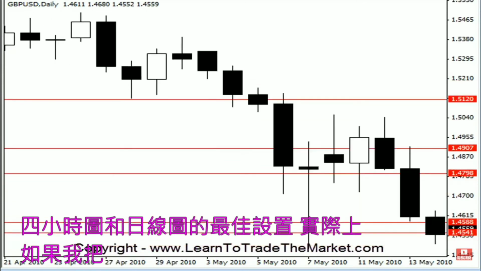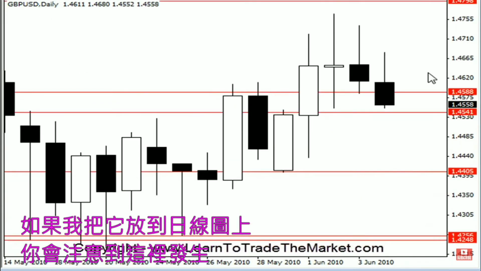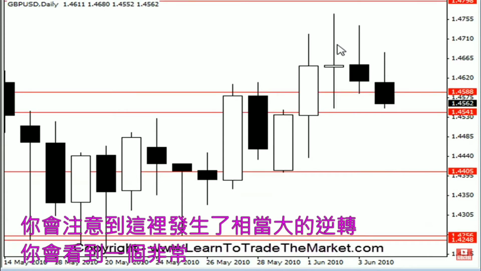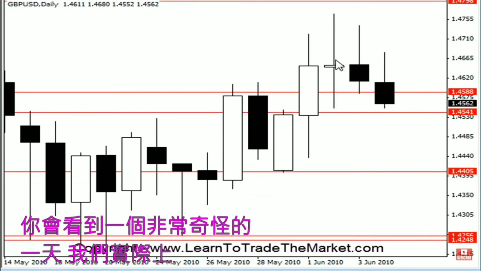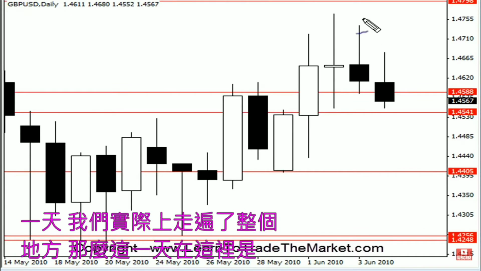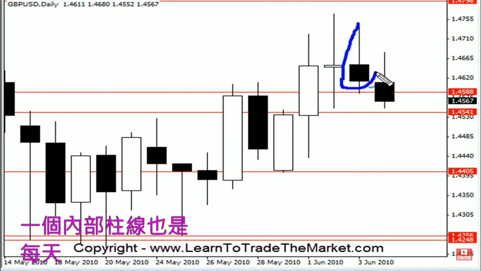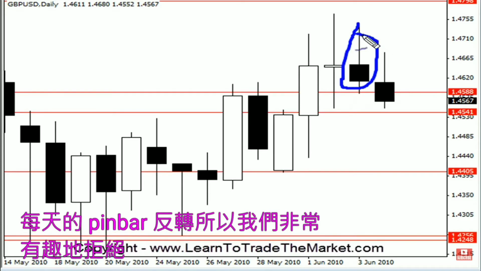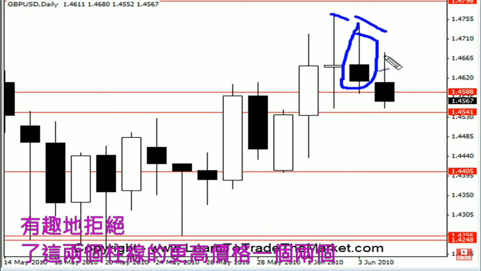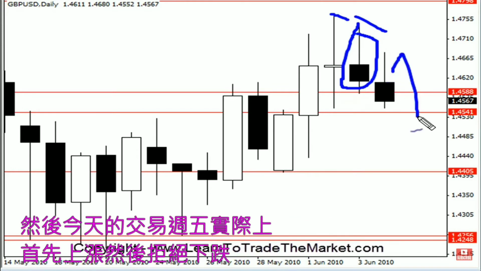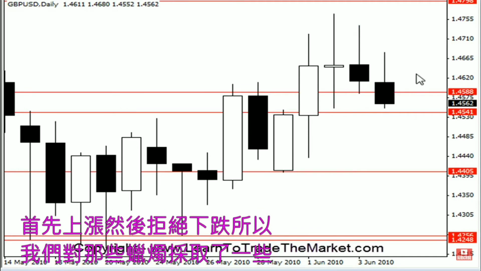Actually, if I take it onto that daily chart, you'll notice quite a huge reversal going on here. You see a very strange day there. We actually went all over the place, and then this day right here was an inside bar, also a pin bar reversal on the daily. So we're coming off quite an interesting rejection of higher prices. We're coming off those 2 bars, 1, 2, and then today's session, the Friday, we actually moved up first and then rejected down. So we've got some tailing action going on those candles.